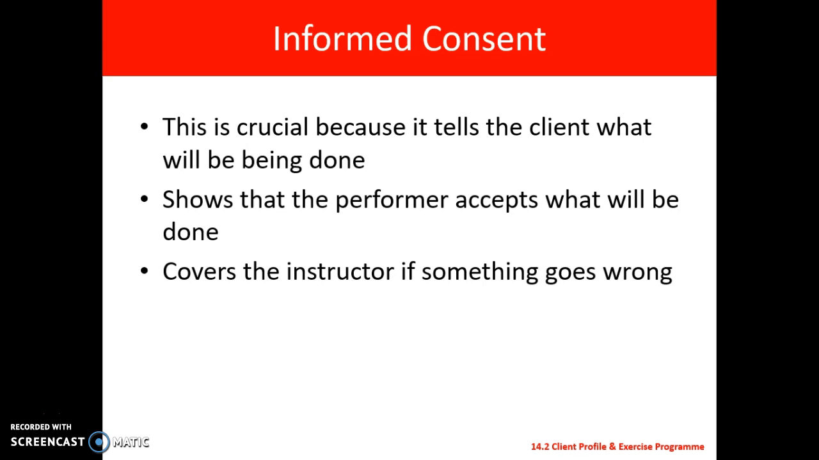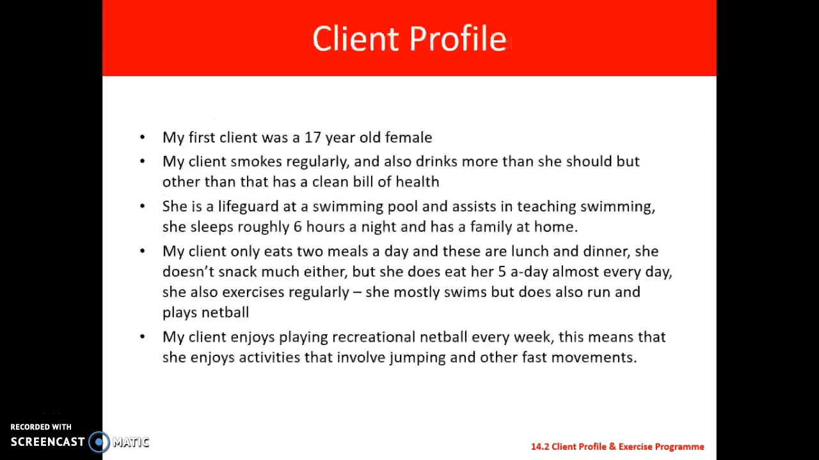For example, gymnastics is quite a hands-on sport. And if someone wants to improve their flexibility, if they're a gymnast, PNF stretching is a way that they could do this. However, the instructor may need to help them. And also it uncovers the instructor if something goes wrong.